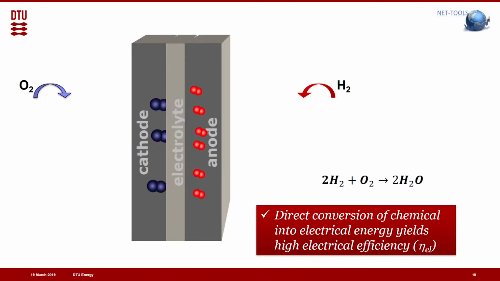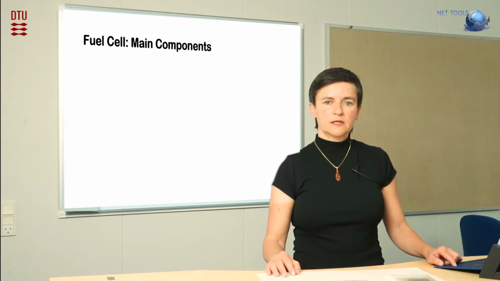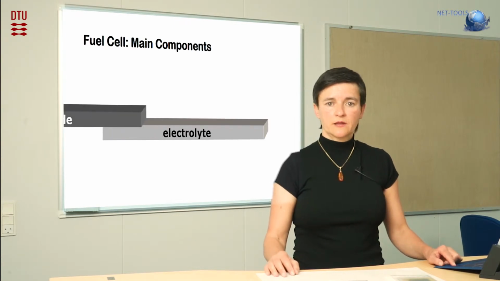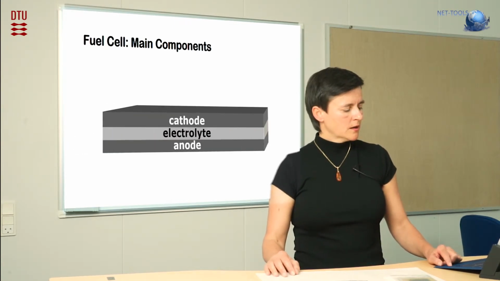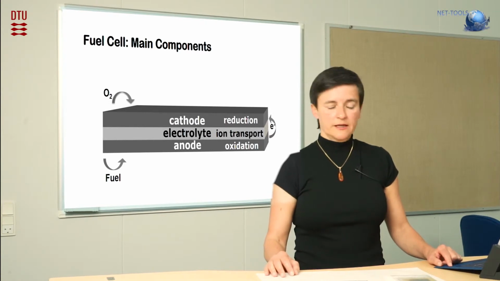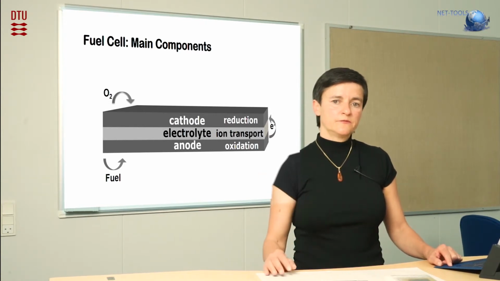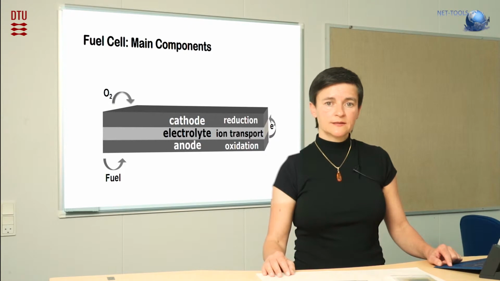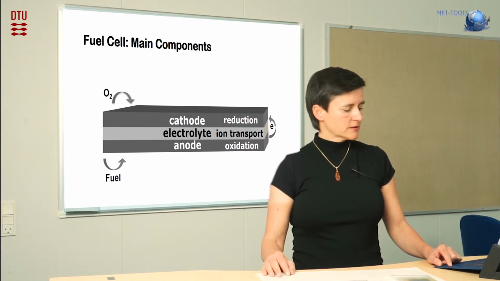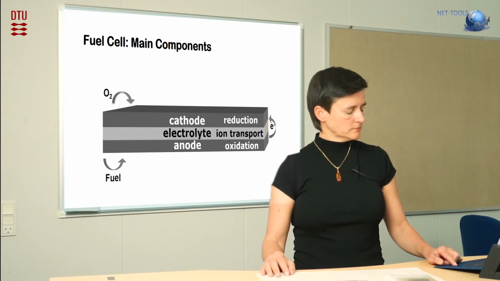In this way, you convert the chemical energy in the fuel hydrogen directly into electrical energy, and not via several steps, which gives you quite a high electrical efficiency. If you look at the main parts of a fuel cell, the electrolyte, cathode and anode, the oxidation reaction occurs on the anode. Ions are selectively transported through the electrolyte, and on the cathode side the reduction occurs.